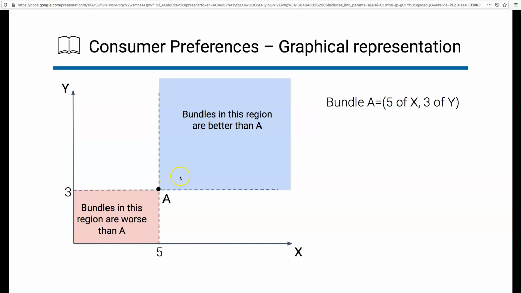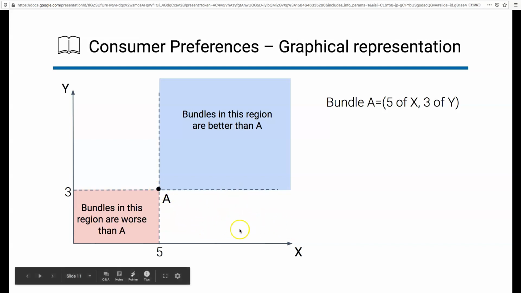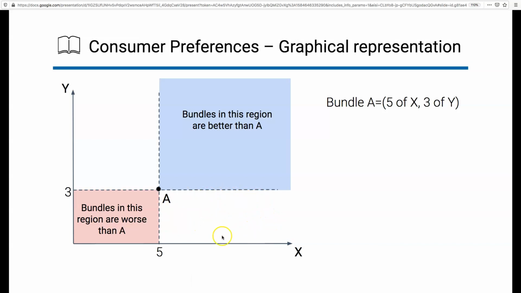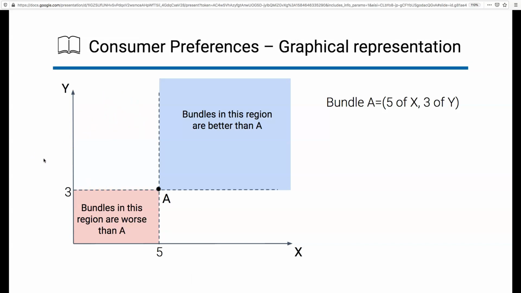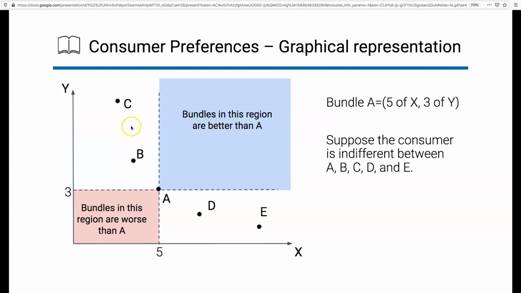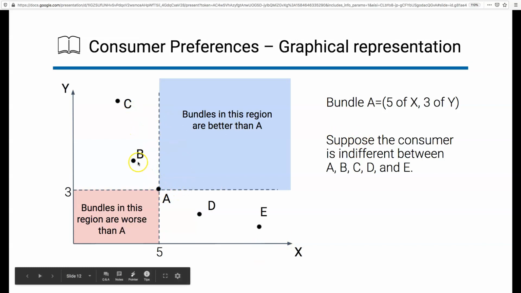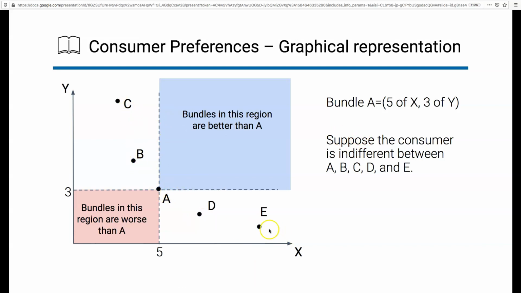So if we ask the consumer, what kind of bundles do you like the same way as A? Those would be bundles with either more of X and less of Y, so in the bottom right white region, or bundles with less of X and more of Y. And let's add several of such bundles in the picture. So suppose that the consumer is indifferent between all these 5 bundles, A, B, C, D, and E.